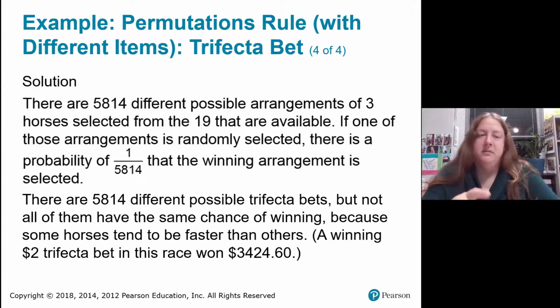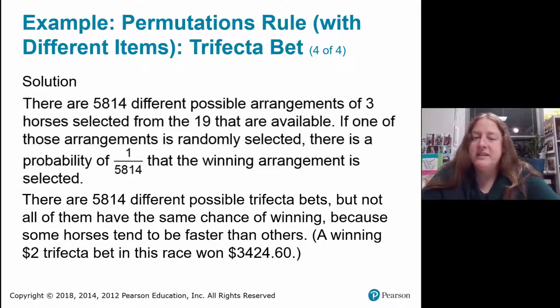So now let's talk about this probability aspect of it. All right, so there's 5,814 different possible arrangements of 3 horses selected from the field of 19. So if one of these arrangements is randomly selected, there's a probability of 1 out of 5,814 that the winning arrangement is selected. All right, so again, there's this 5,814, but we were also asked, are they equally likely?